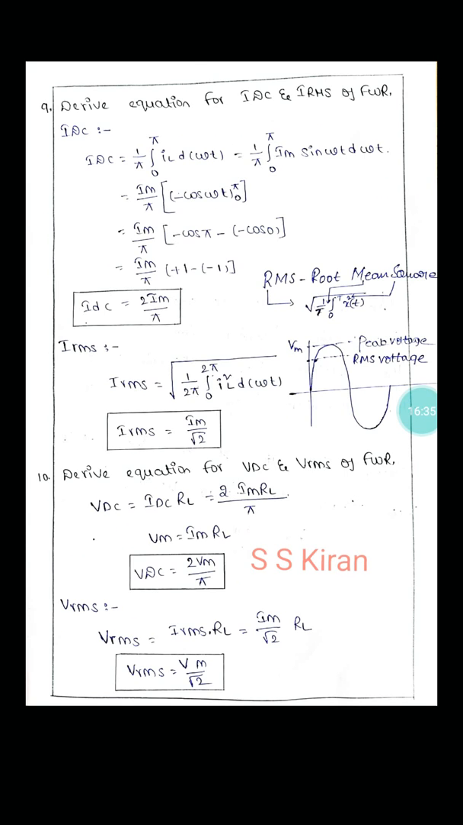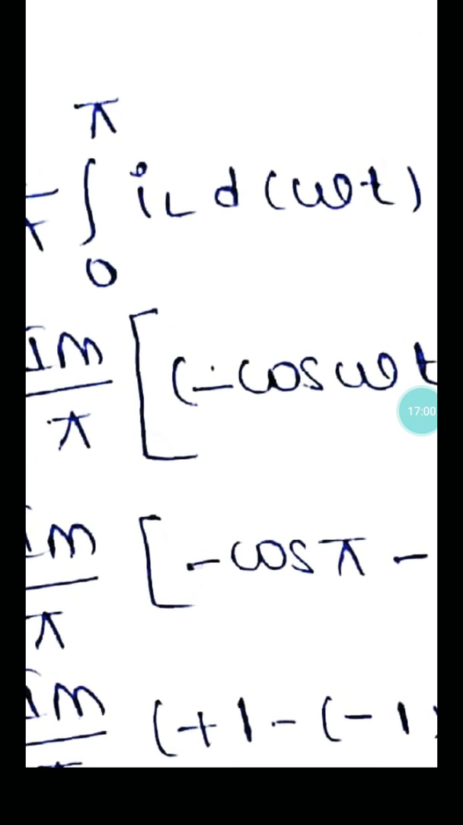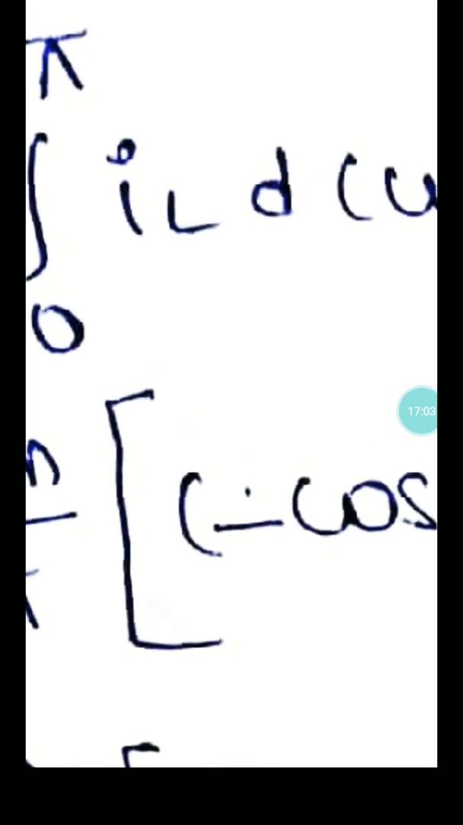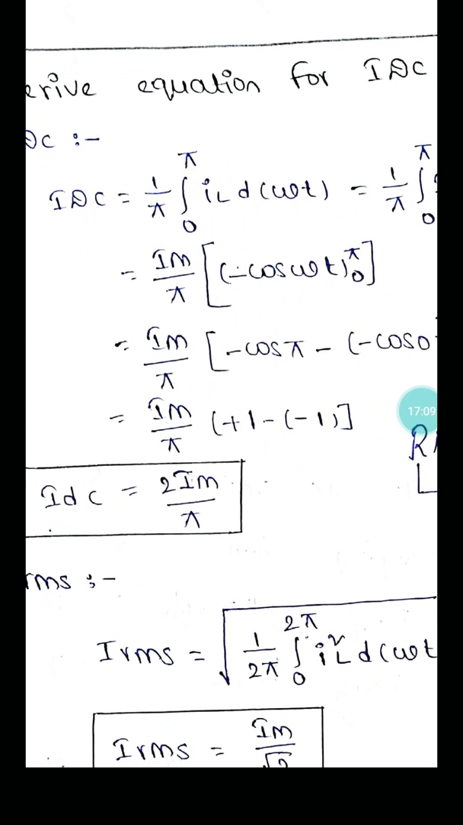First of all, I will concentrate on IDC. IDC is a current, which we may also call the average current. What is the equation for average current? Very simple: 1 by the time period, integral from lower limit to upper limit of some function, here IL, with respect to d omega t. This is our basic function, and that is nothing but the average. The IDC current is also called the average current.